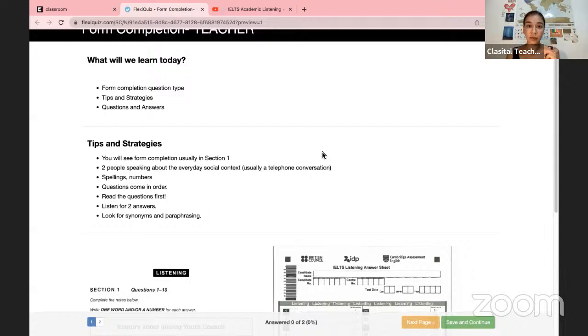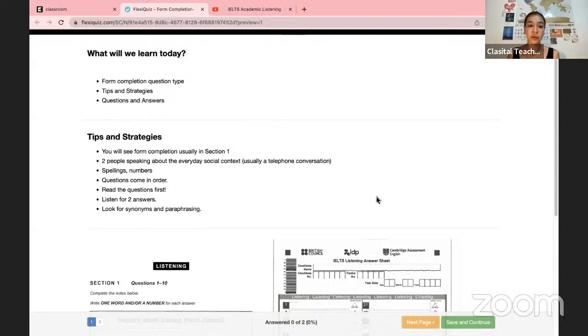And to not miss any questions, always look for answers for 2 questions. And look for synonyms and paraphrasing. Maybe it says something like box, but in the other one it says paper box. So look for these paraphrasings and synonyms. There will be small differences because usually it comes in section 1. There are not many changes, but look for them.